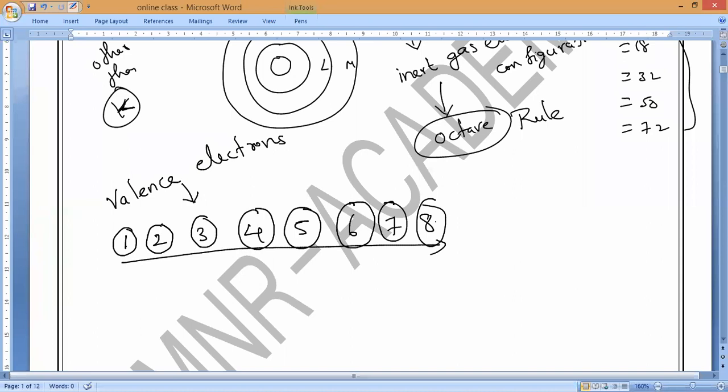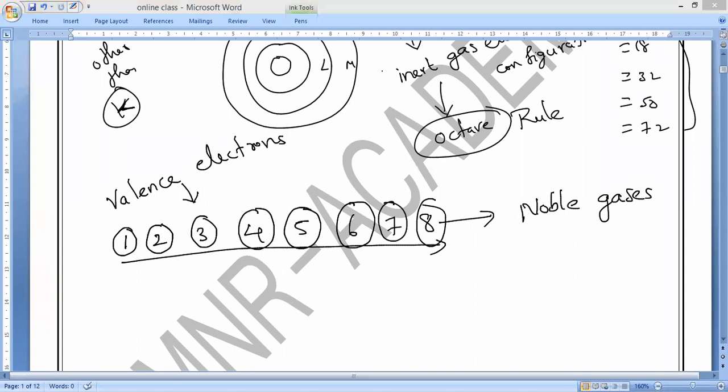Now, those having 8, except helium, we call them noble gases, or stable gases, or inert gases, or zero valency elements. What do we call them? Zero valency elements. Does everybody understand what I'm saying? So we can say zero valency elements.